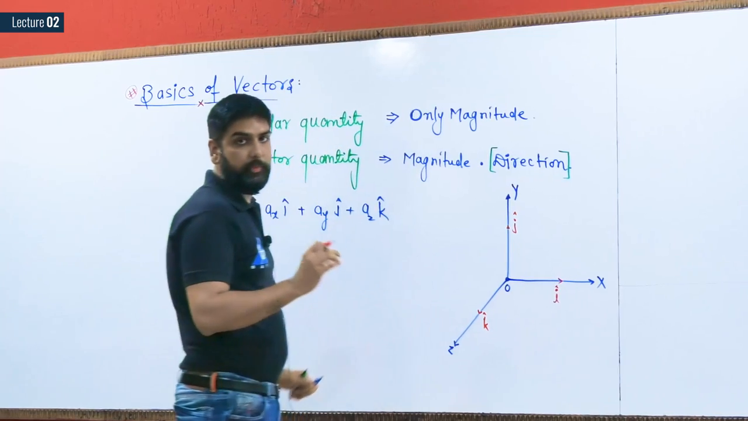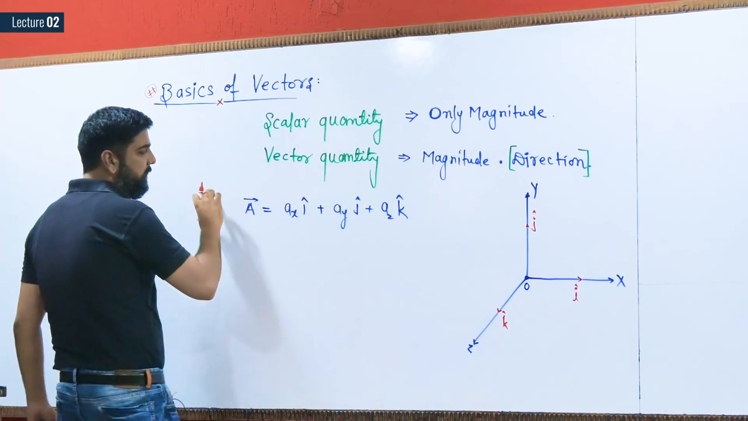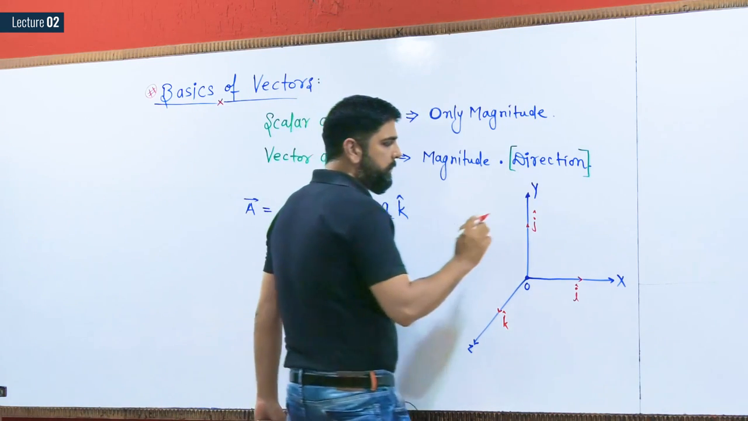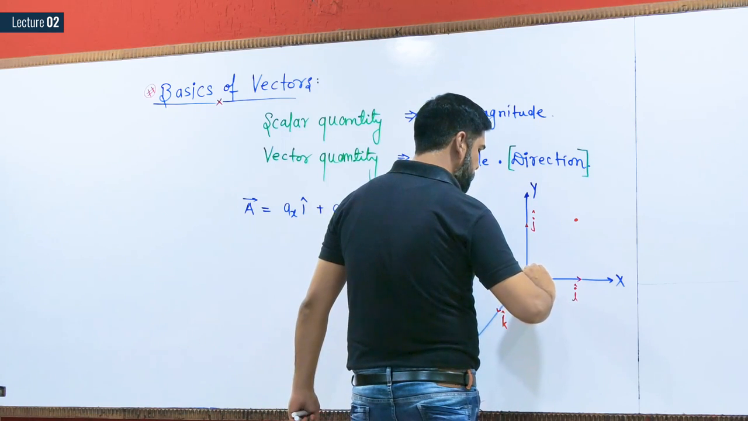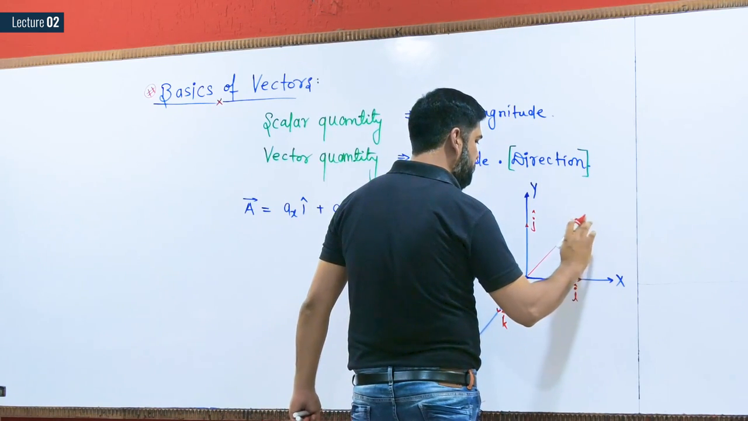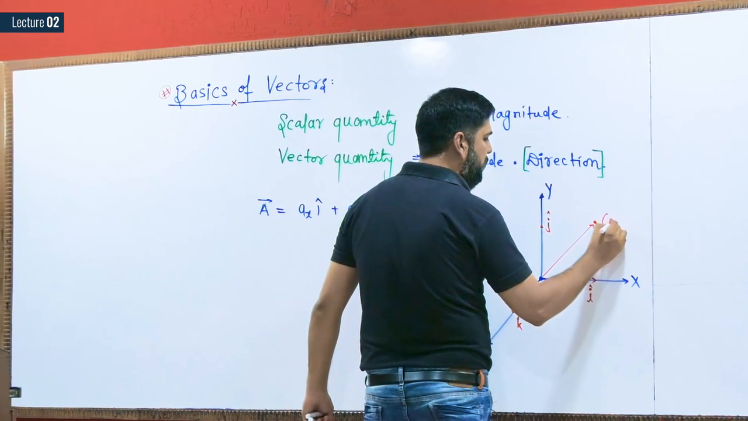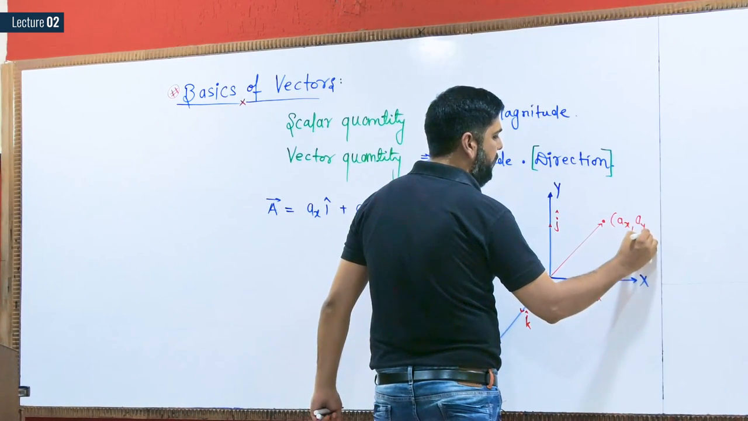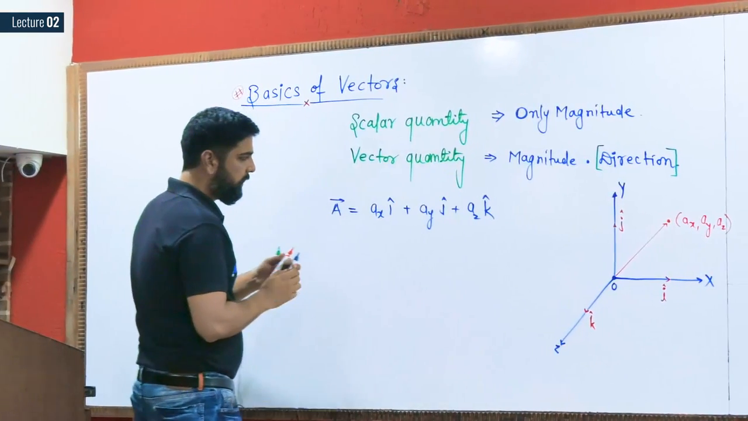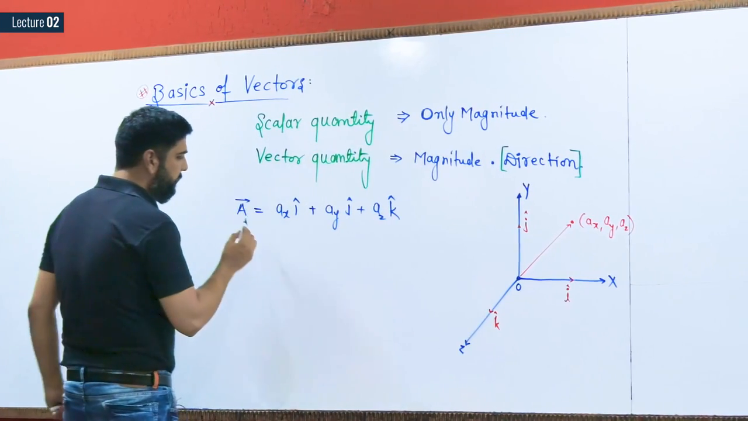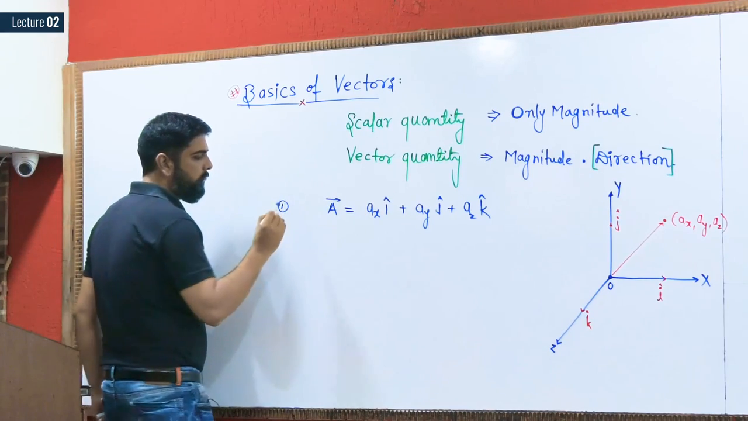So if I am having the unit vectors i, j and k along the x, y and z axes, we can design a vector quantity. What it represents is nothing but a point about the origin, and from the origin we have the coordinates Ax, Ay and Az. So this is the vector, number one, a vector quantity.